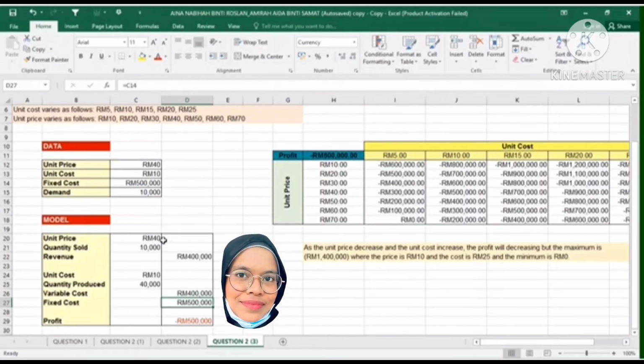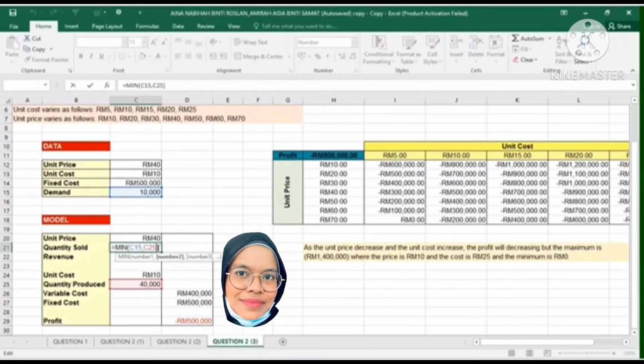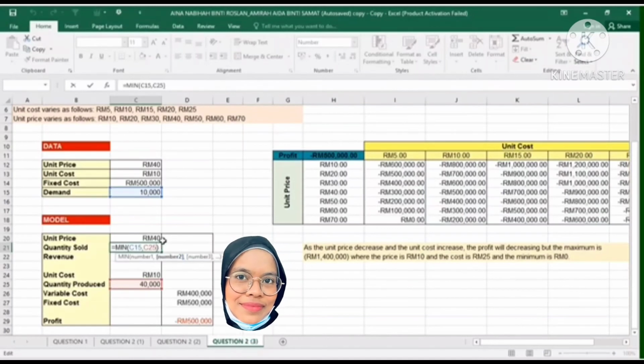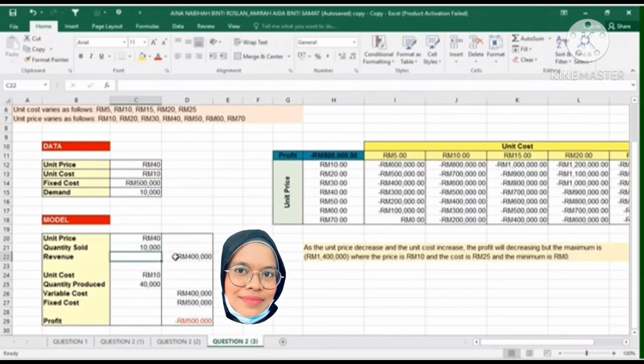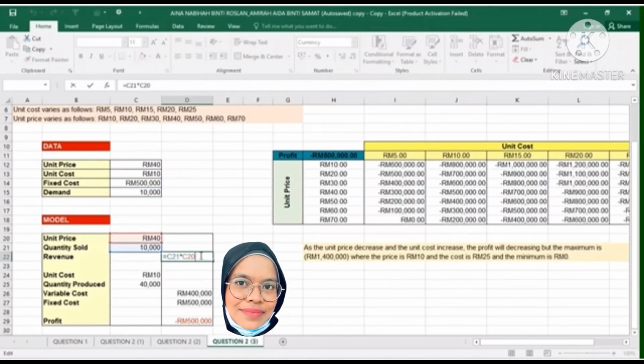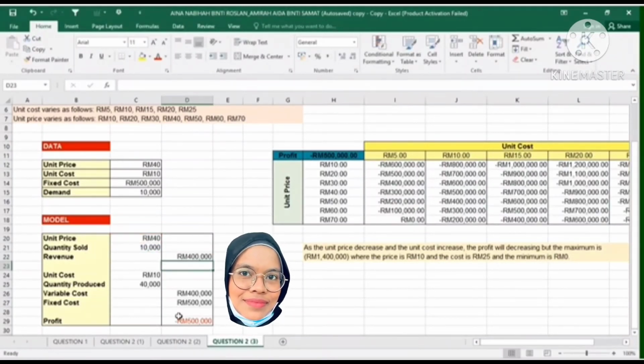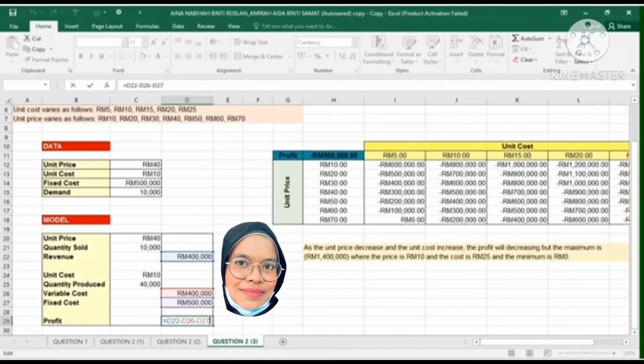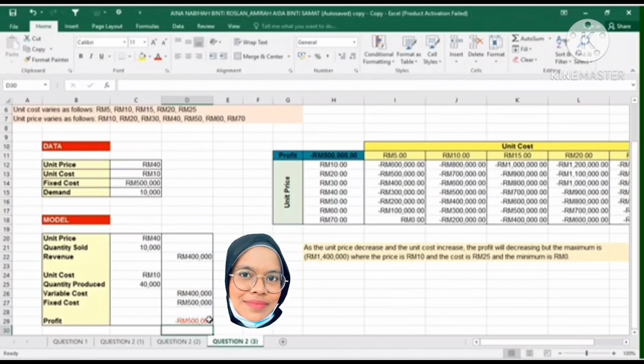Selling price is 40 ringgit per unit, quantity sold is equal to MIN, demand, comma, quantity produced, close the bracket, and then you click enter. Revenue is equal to unit price times quantity sold, you click enter. So to get the profit, equal to revenue minus variable cost minus fixed cost, you click enter. Then you will get the profit.